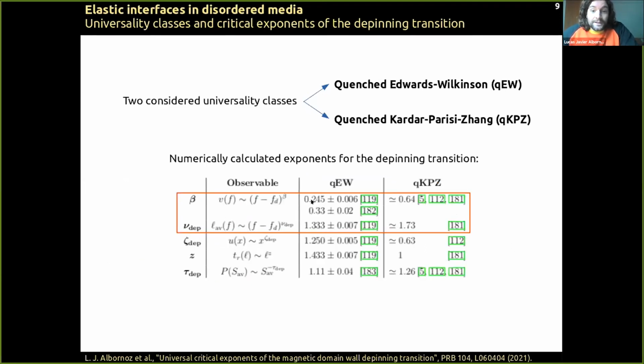Here I show you the values of these two exponents and other critical exponents for these two different universality classes. And as we can see, these values are different. So with a good experimental characterization of this transition, we may differentiate between these two and say which one of them better describes the phenomena of magnetic domain wall depinning.